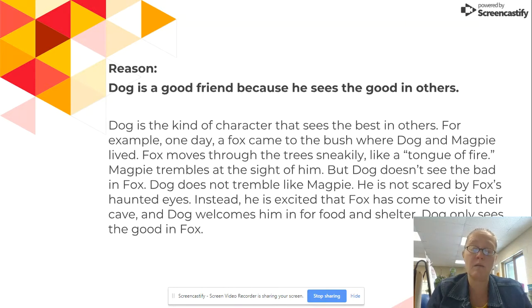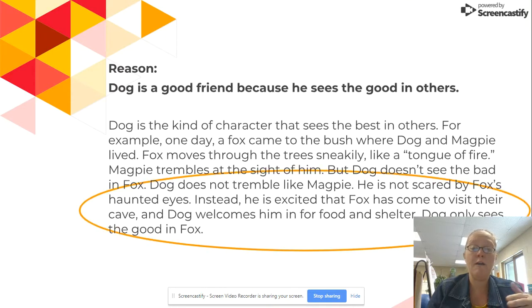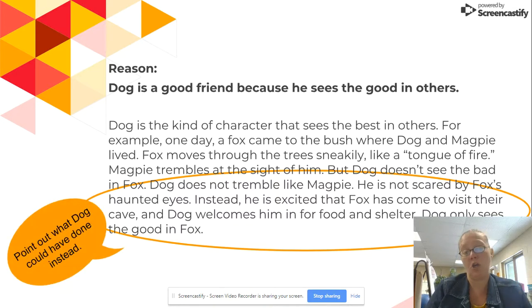So let's take a look at some of those things that I did that match the steps that I introduced to you earlier. Firstly, look at this whole section here. Notice how I show what Dog doesn't do. He doesn't tremble the way Magpie does. He's not scared by Fox's haunted eyes. So even though it would be pretty normal to be scared of Fox, I'm scared of Fox, Magpie's scared of Fox, Dog sees the best in him. That shows my point because I told what he didn't do, then showed what he did do instead.